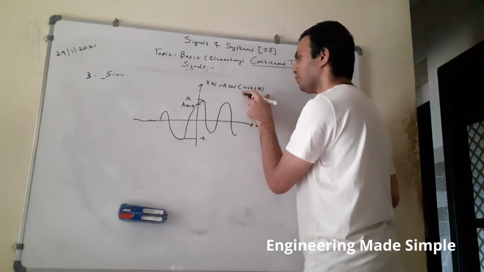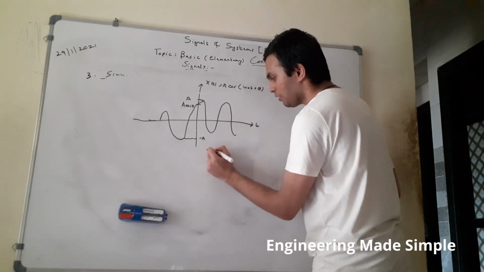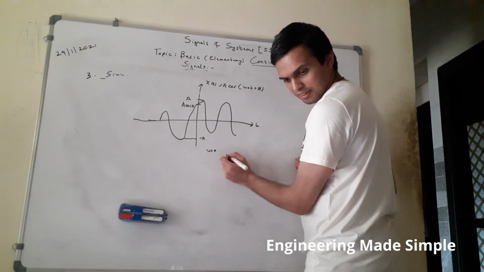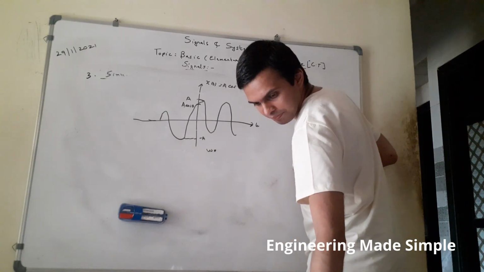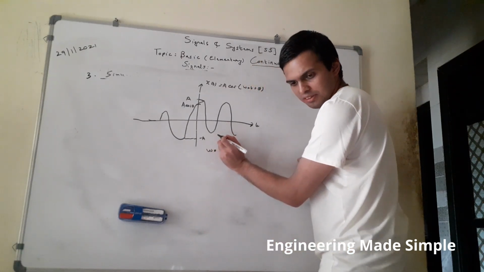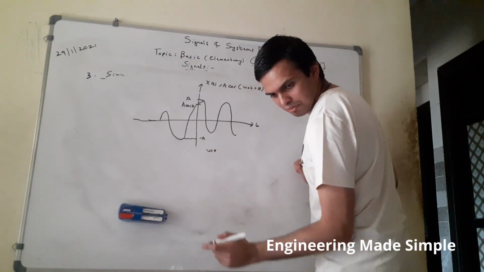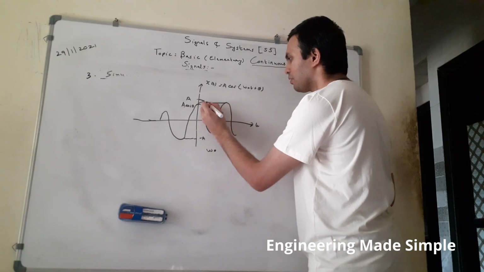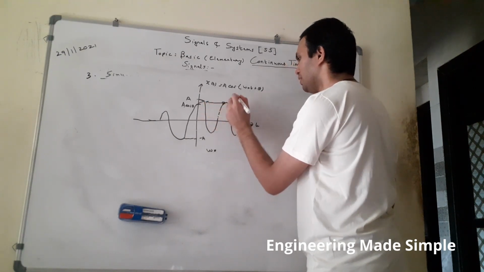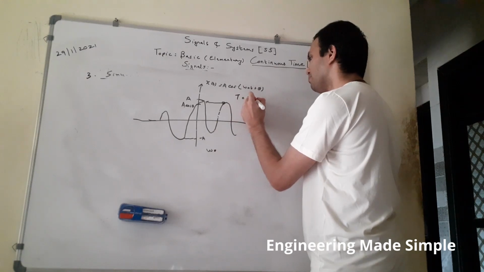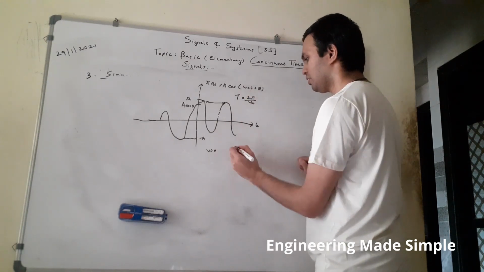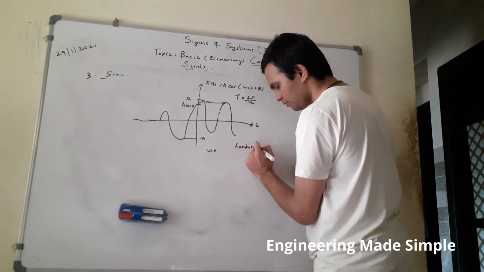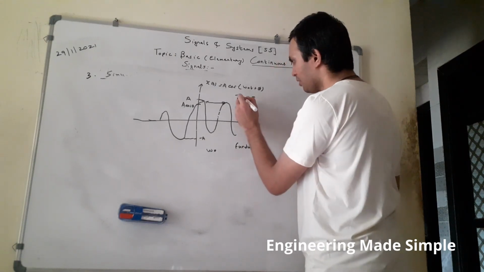Now when we were discussing this particular equation, we said that omega naught is angular frequency in radians per second. But now understand, there is one important concept of period over here. So what is the period? Period is nothing but 2 pi by omega. So this would be the fundamental time period, T is equal to 2 pi by omega naught. This is known as the fundamental period, denoted by T naught.